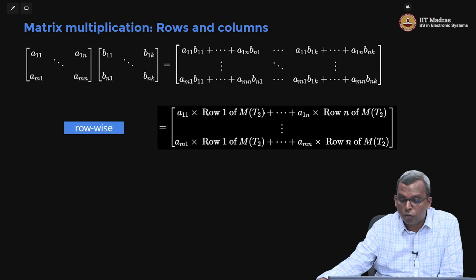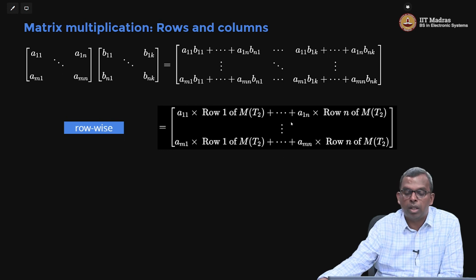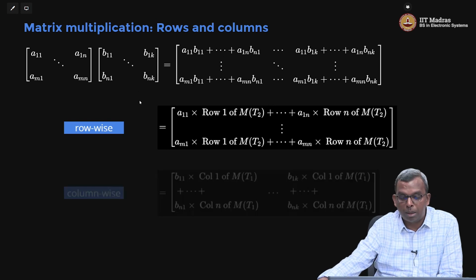How do I find the entire first row of the product? I take the first element, multiply with the first row, second element, multiply with the second row, so on till last element, multiply with the last row, and then add up all those multiplied row vectors together, you get the first row. So likewise, you come to the second row, third row, and the last row is clearly like this. Okay, so you can compute this matrix row by row in that fashion. So you notice here that every row of the product is a linear combination of the rows of the second matrix. Okay, that's an important property of multiplication.